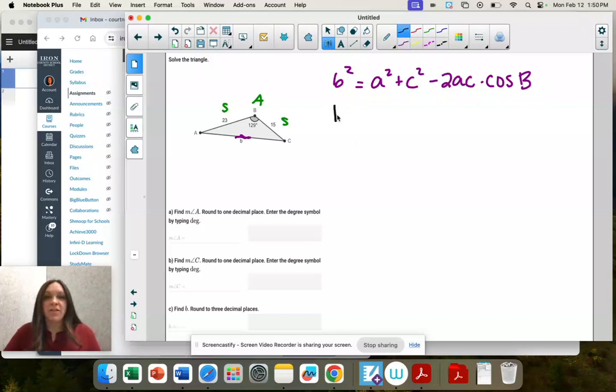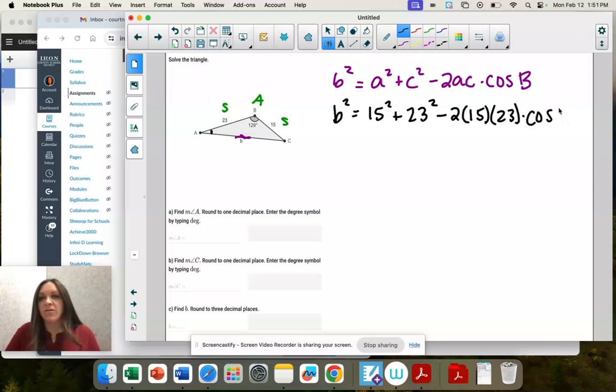So let's plug in everything but b. Side A, it's across from angle A, is 15. C is across from angle C, 23. And then those same two numbers get multiplied by 2. And then cosine of B is 129.